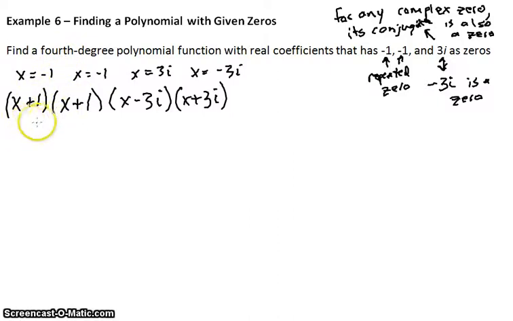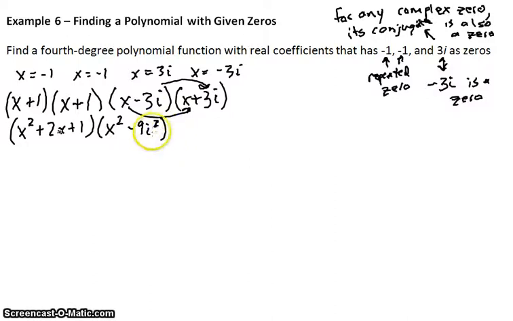So if I do some multiplication, for this first 2, I'm going to get x squared plus 2x plus 1. If I multiply this all together, since you're multiplying something by a conjugate, you only have to multiply the first time the last. So I get x squared. 3i times a -3i is minus 9i squared. And i squared is -1, remember, so this is the same thing as a positive 9.